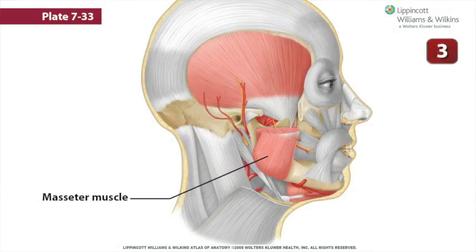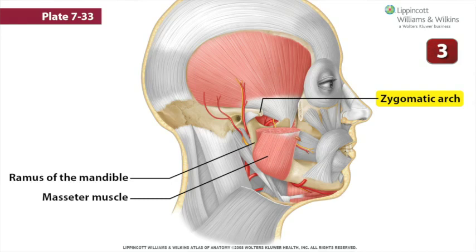The masseter muscle, which as previously mentioned is partially overlapped by the parotid gland, originates on the zygomatic arch, runs inferiorly on the lateral side of the ramus of the mandible, and inserts on the lateral side of the angle of the mandible.